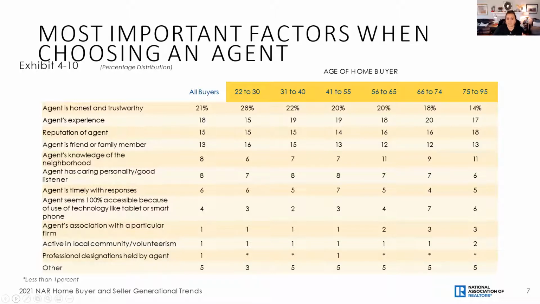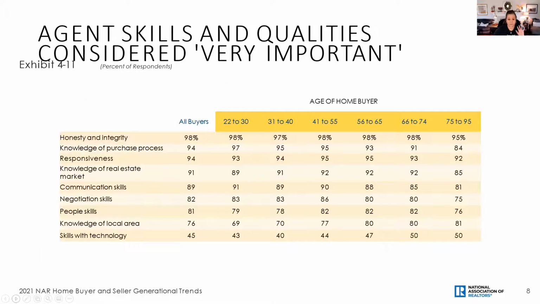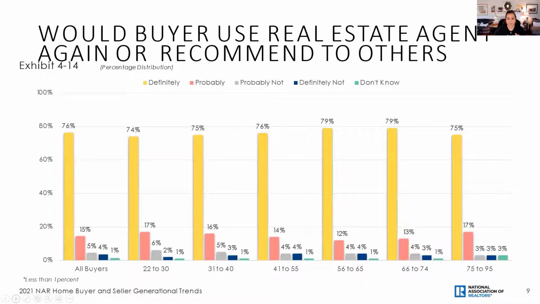An agent's honesty and trustworthiness is the number one reason when people are choosing their agent. So just remember that. Yes, experience is number two, but number one is honesty and trustworthiness. So put yourself out there, right? Same thing, honesty and integrity, right? Knowledge of the purchase process, we can teach you that, right? We can definitely teach you that.